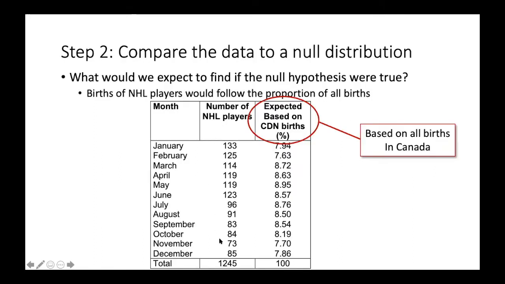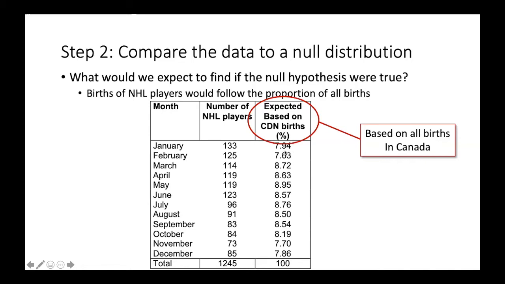So here what I've done is to simply depict the same data in a table format. But what I'd like to do is explain a little bit more about what I mean by in proportion to all other births in the population. So here we have data for all births in Canada, and we can see that 7.94% of all births in Canada occur in January.